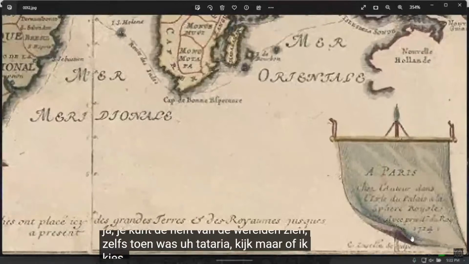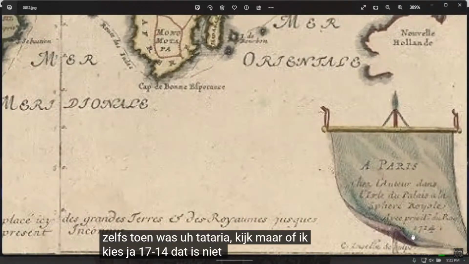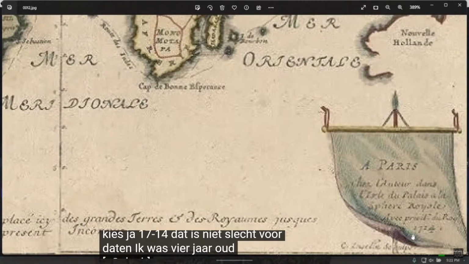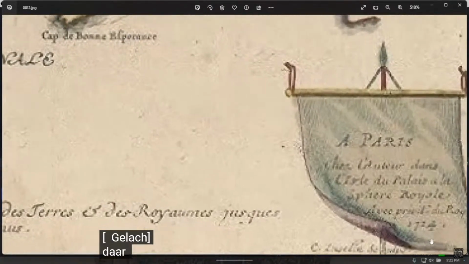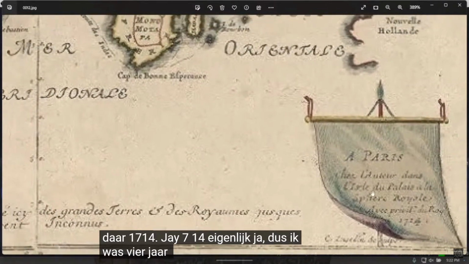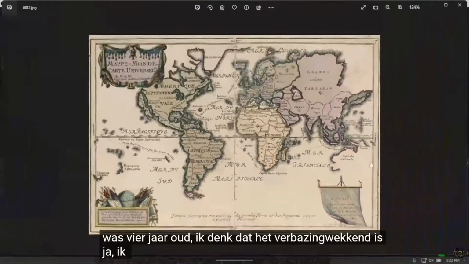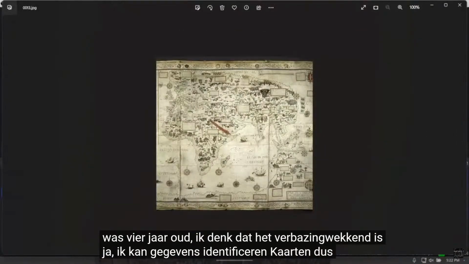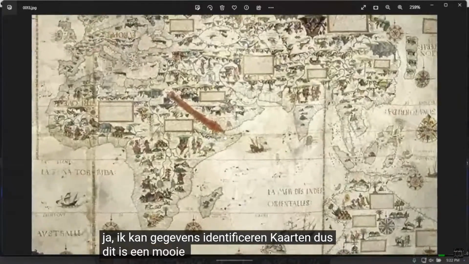Let's just see if I can pick it. Yeah, 1714. That's not bad for dating. I was four years out. There, 1714. Yeah, actually, I was four years out on my guess. That's amazing. Yeah, I can identify dates on maps. So this one's a nice early one.